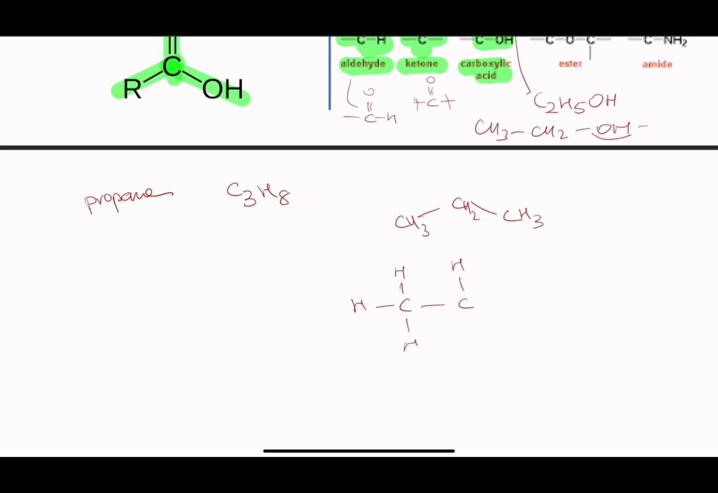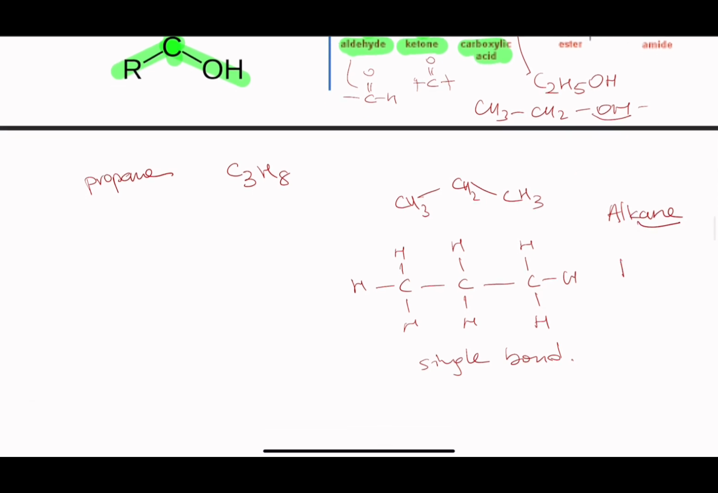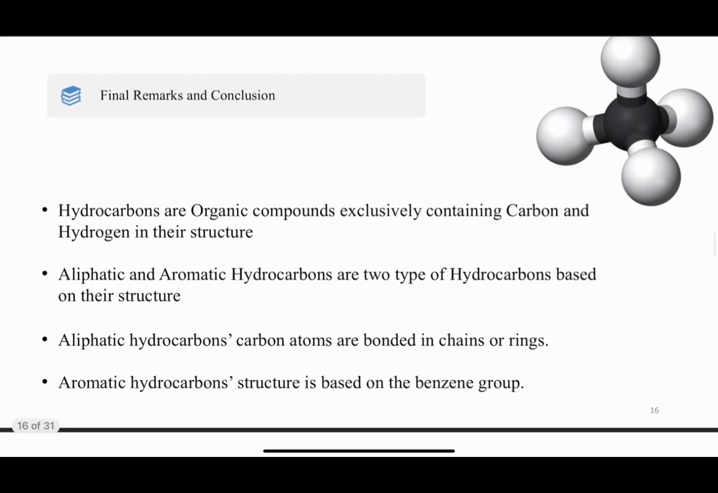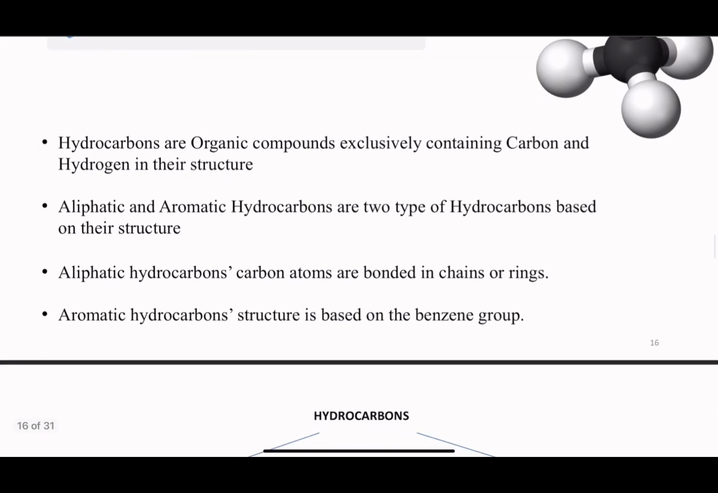And then if I open there all of the hydrogens, it will be like this. And as you can see, it is all single bonds. Single bond, and that's why this is alkane functional group. Alkane, get the ending alkane, and the name is propane, just like so. Now, final remarks and conclusion.